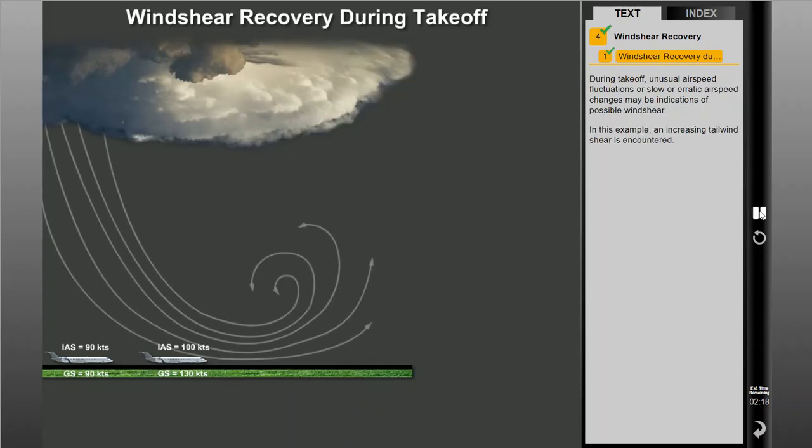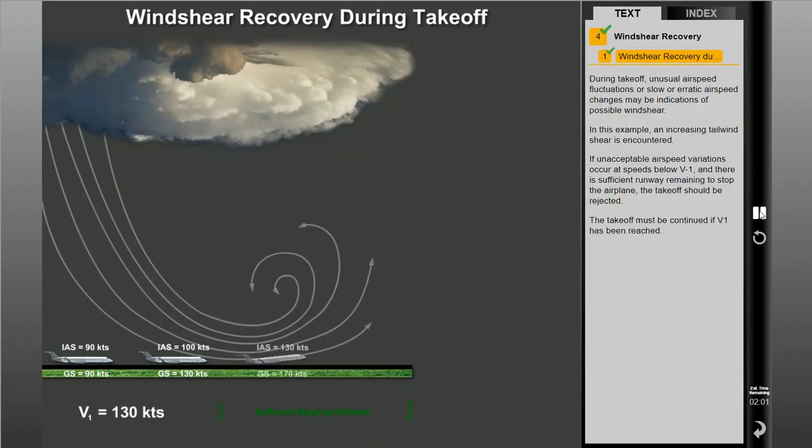In this example, an increasing tailwind shear is encountered. If unacceptable airspeed variations occur at speeds below V1, and there is sufficient runway remaining to stop the airplane, the takeoff should be rejected. The takeoff must be continued if V1 has been reached.